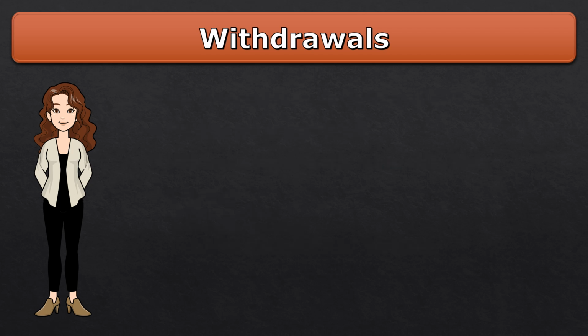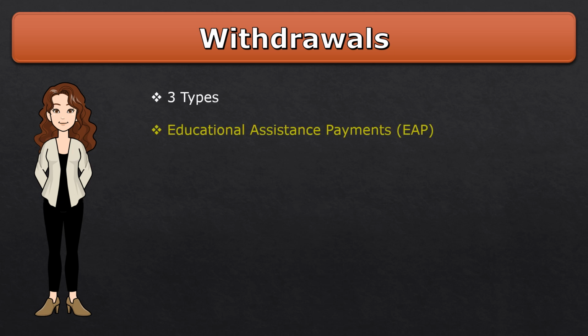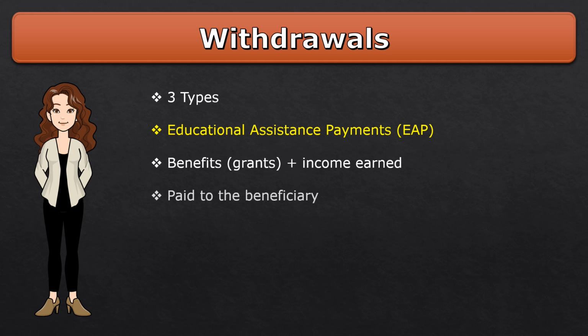Since there are 3 sources of funds, there are also 3 types of withdrawals from an RESP. The first is called Educational Assistance Payments, or EAPs. These payments are made up of the benefits or grants, as well as the income earned within the RESP. This is what is paid to the beneficiary, or the child who is attending post-secondary education. EAPs must be used to pay for eligible education expenses. We'll go over a list of what these are later in the video.